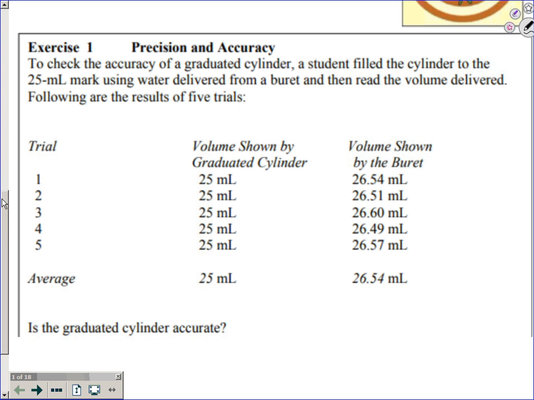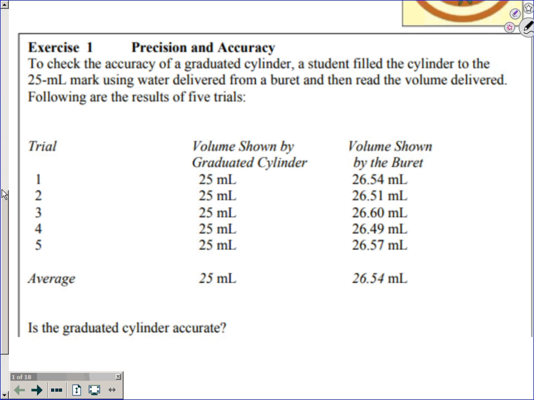Is the graduated cylinder accurate? You got a yes or no answer? No. Okay, I'm hearing a lot of no's. Okay, so it's not accurate because it's not what? Okay, so our graduated cylinder, we're going to the mark that says 25 milliliters. But truly, how much water am I delivering into that? 26 plus, okay? So it's not accurate.